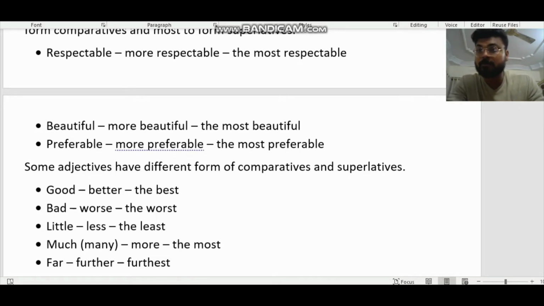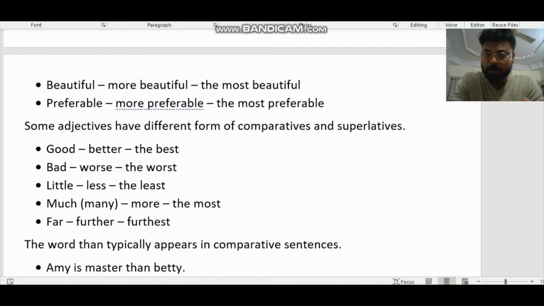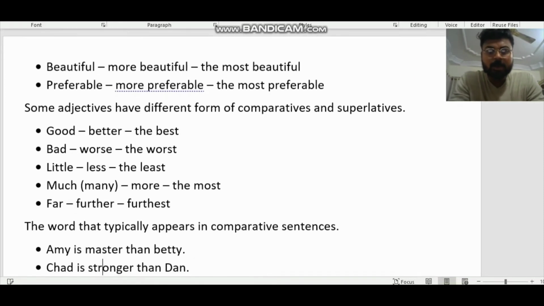If you do not know how to pronounce the words with TH, you can go to my video on how to pronounce the words with the TH sound. It's in my introduction as well. So it's not further, it's furthest. I'm not going to teach you the entire word right now because the topic is comparative and superlative adjectives. Now, the word than typically appears in comparative adjectives. It's not going to be then, it's going to be than. A typo mistake.